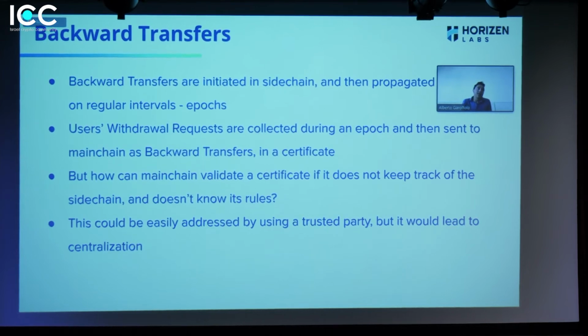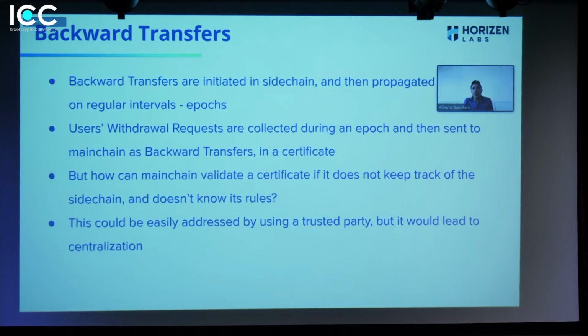Okay, now let's see the most tricky part. Assuming sidechains follow the main chain makes things easier, but now we have the harder part, because we are assuming that the main chain is not following the sidechain. So how can we implement backward transfers?